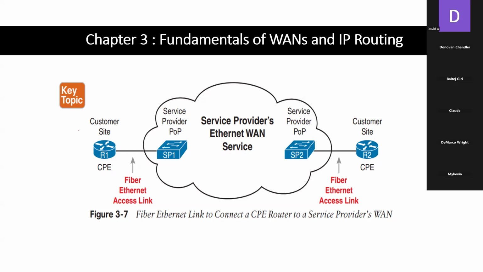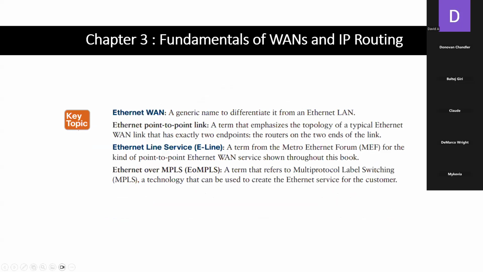So, in this picture, what do we see? We see Ethernet being used between two sites, between the customer site and the internet service provider's network. We're connecting these two sites, so R1 and R2 are connected, and we have that fiber Ethernet access link to that service provider's POP. What does that mean?